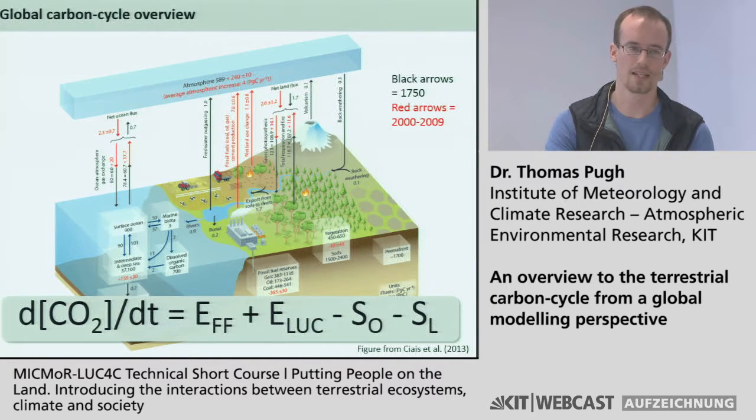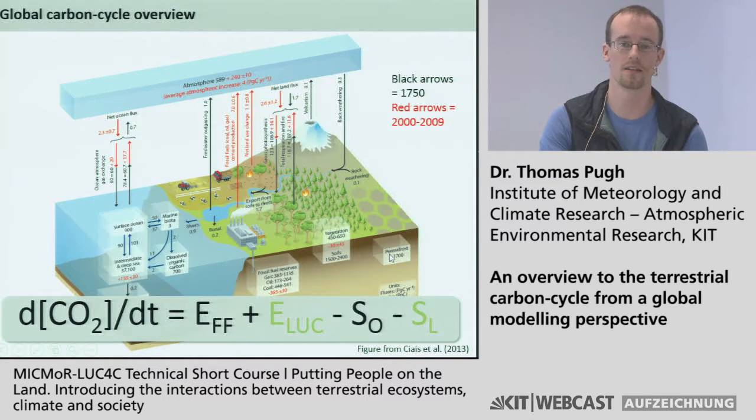This is, again, the equation that Joe showed you earlier. So we do these carbon budget calculations, and we can say that the change of the CO2 in the atmosphere is simply a function of the emissions from fossil fuels and land use change we put in, with the ocean and the land sink taken away from that. And of course, what we're interested in here is the land sink and the land use change emissions.